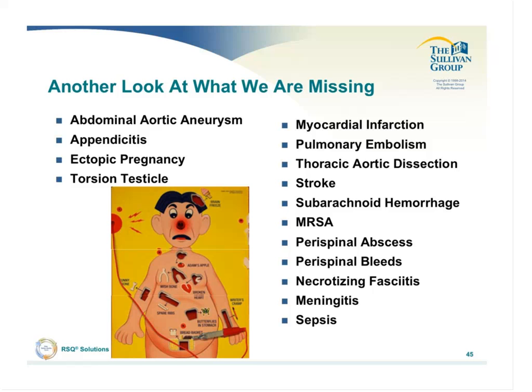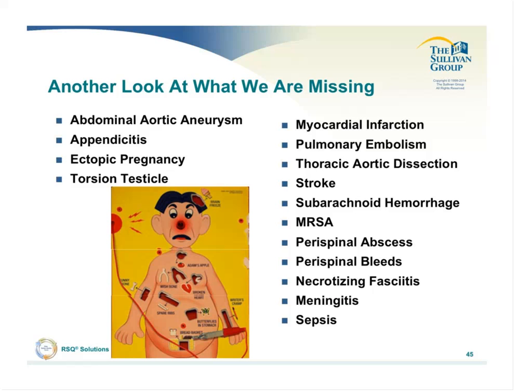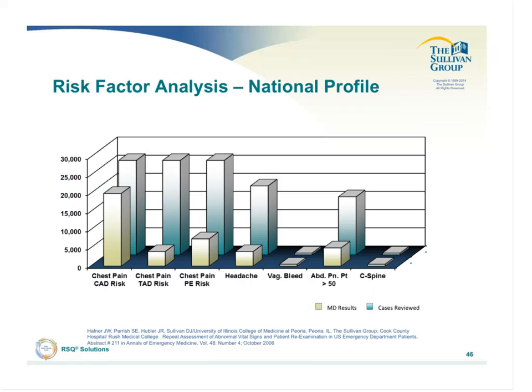Point being, we can put brackets around those things that we are missing, and we need to continue to drill down. One of the things that we're missing is causing this list. Focus for a moment on myocardial infarction, pulmonary embolism, thoracic aortic dissection. Well, we looked at tens of thousands of patients, and what you're looking at here is, for example, 25,000 chest pain patients in that back row, and that front row is how often there was an analysis of risk factors for thoracic aortic dissection.